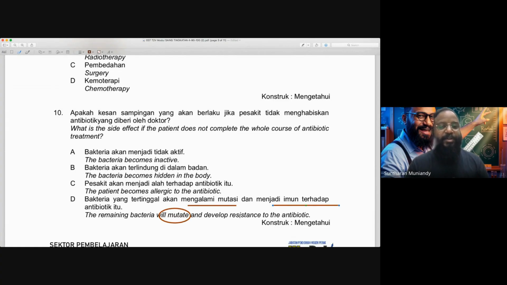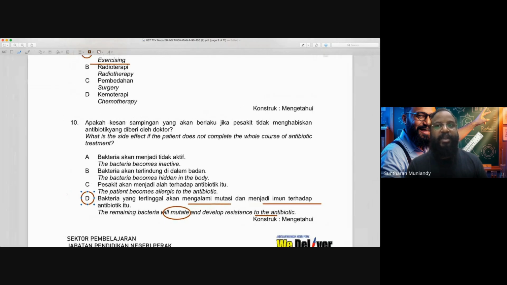So it will develop resistance to the antibiotic. So your answer is donkey. Number 10 is donkey. Okay.